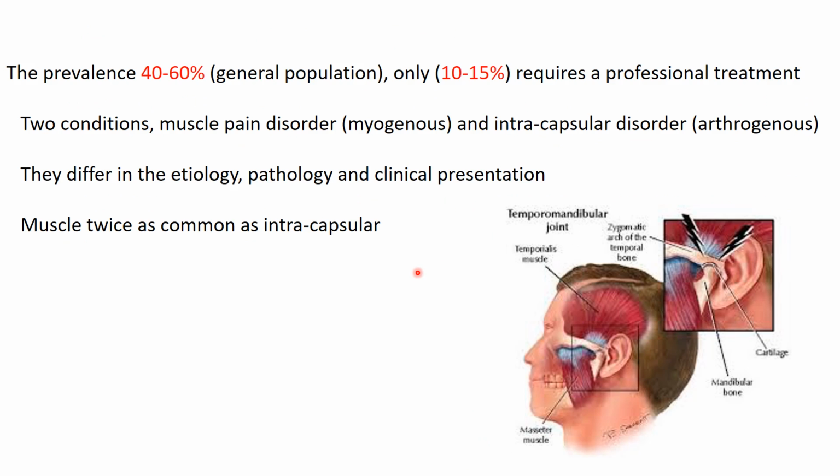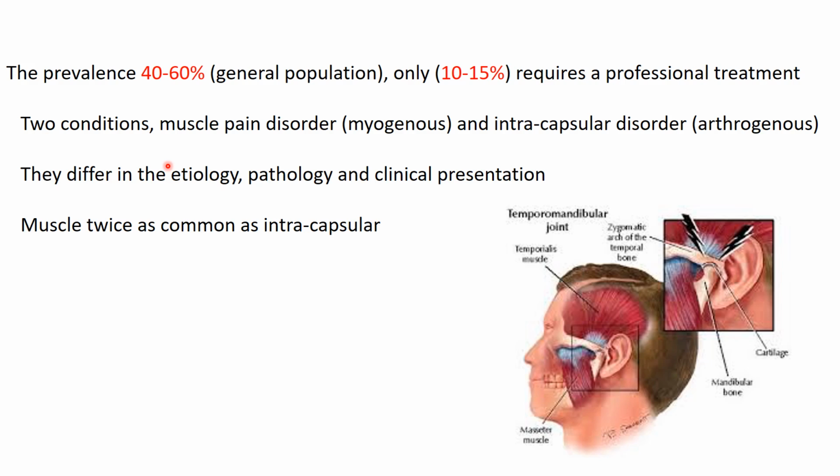Depending on which epidemiologic studies are reviewed, the number of signs and symptoms associated with TMDs ranges from 40 to 60% in the general population, which is really a high number, depending on the way of registration of the signs or symptoms. Some studies consider minor symptoms as TMDs, while others only consider severe symptoms. And only 10 to 15% require professional treatment.